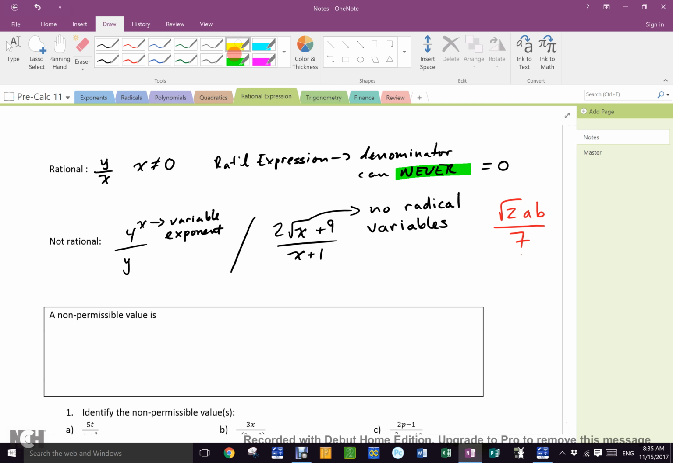All right. Now, the next thing we have to talk about is this. A non-permissible value. What does the word in English non-permissible mean?